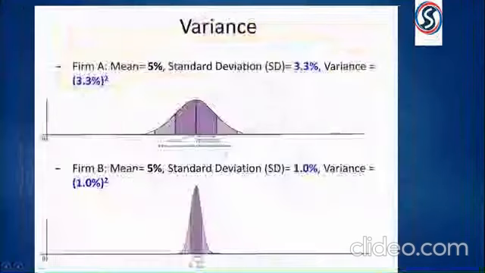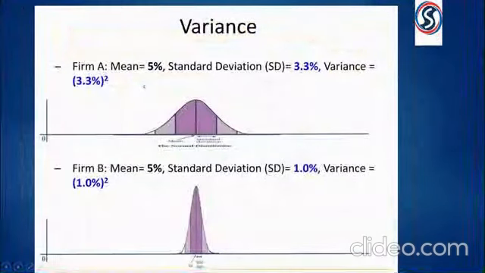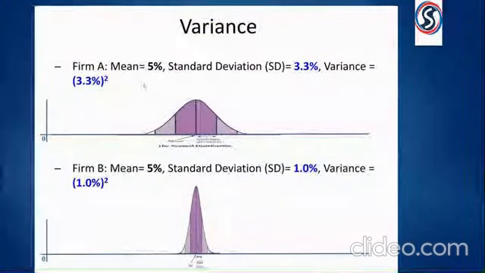So variance is something we call it where, if we have two data sets, their means are equal, but their distribution is different. The spreadness shows us how the data is distributed. Look here: the mean is 5% here and also 5% here, but look at the standard deviation and the variance.